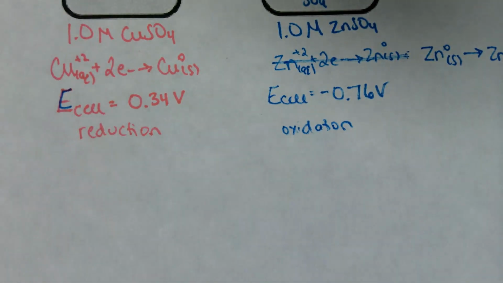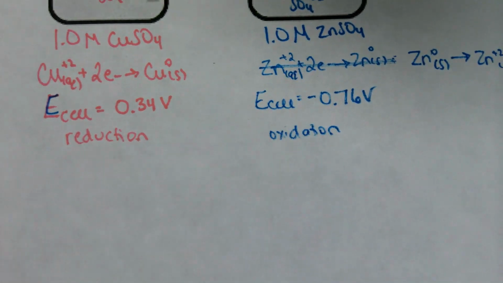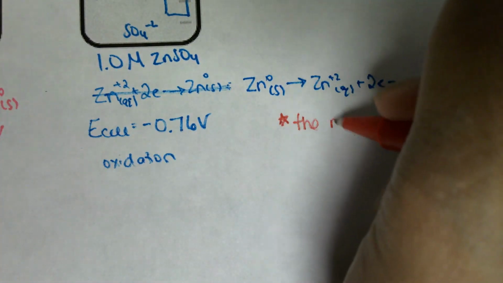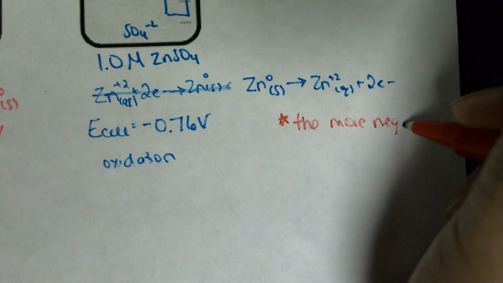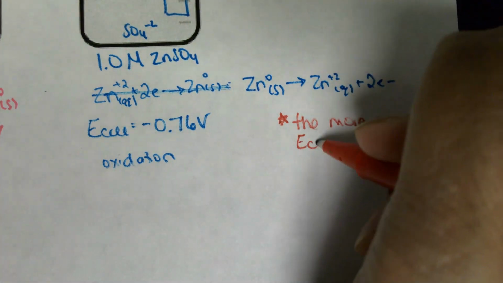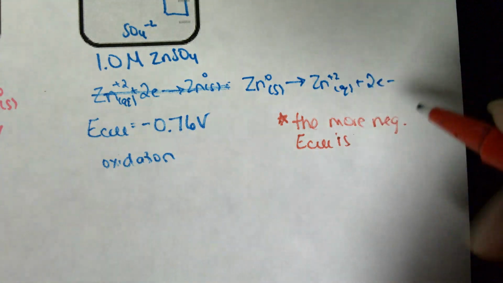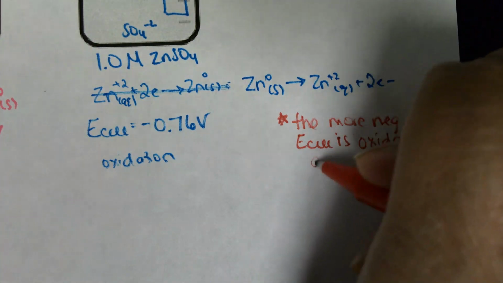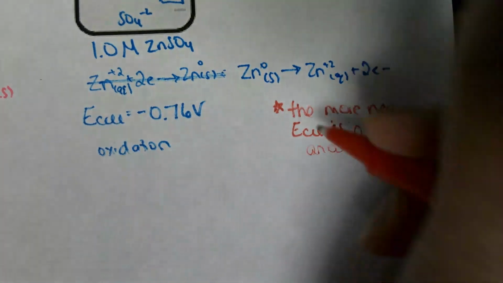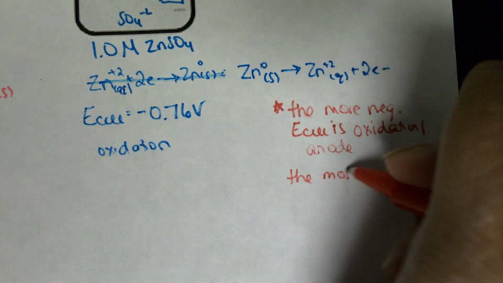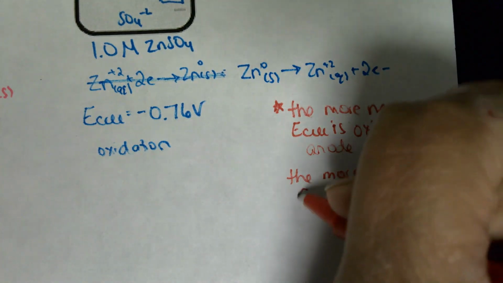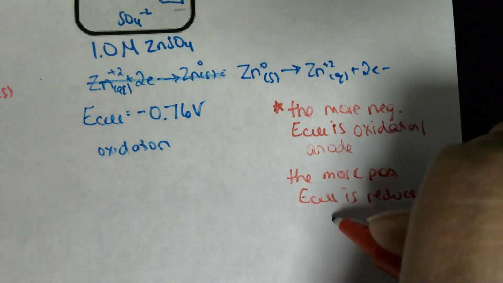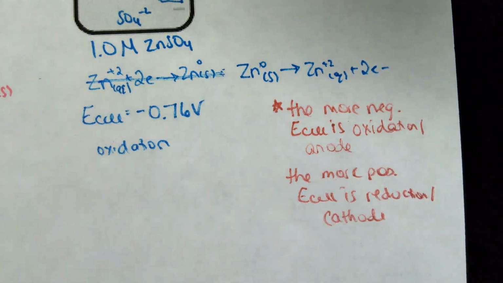Some other little notes. The more negative E cell value is oxidation, or at the anode. And the more positive E cell is reduction, the cathode. So that's how I figured out this one.